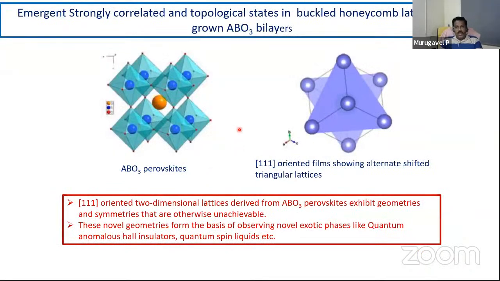planning to grow, for example, ABO3 bilayers, and if you grow along the (111) direction, that could lead to honeycomb, buckled honeycomb lattices. By doing that, he's thinking that it could give completely different geometries and completely different symmetries. Because of that, exotic phases like quantum anomalous Hall insulators and quantum spin liquids are possible to explore.